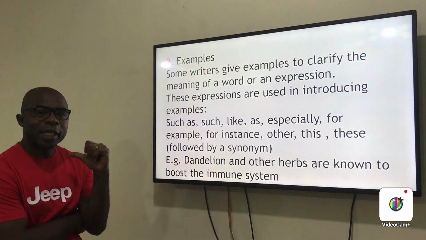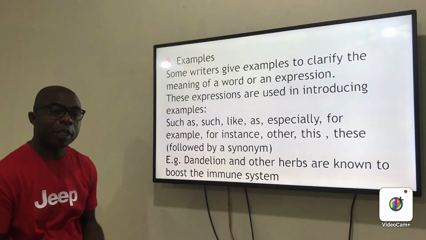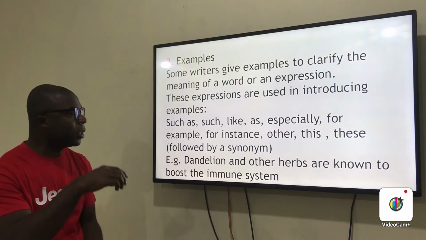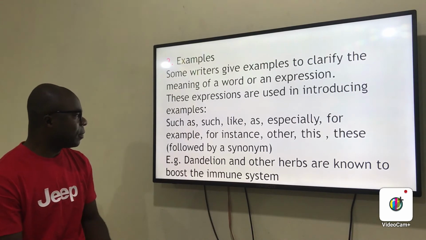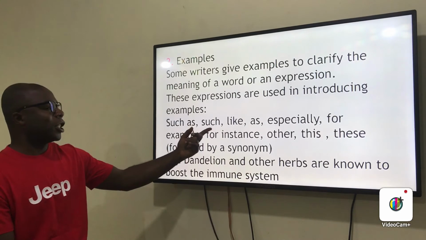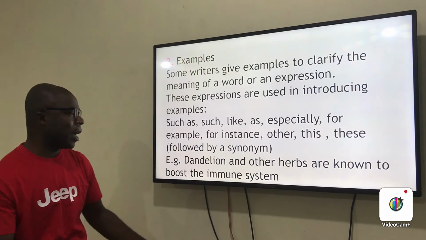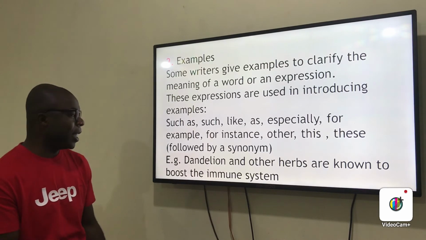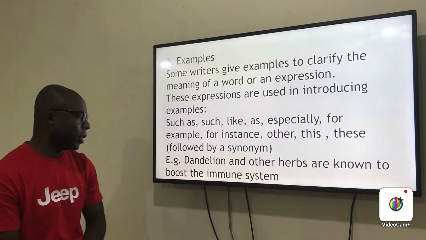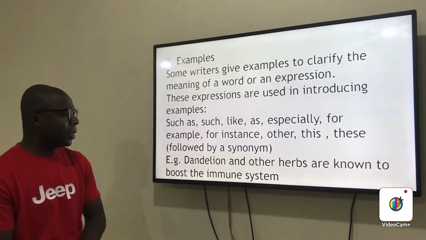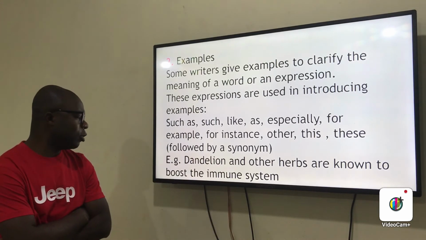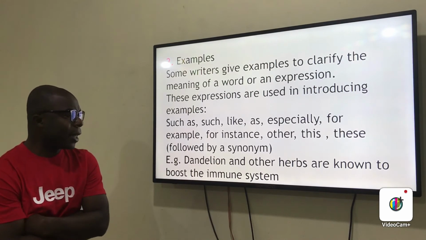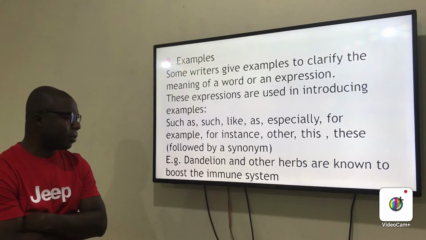Just like in the case of restatement, some writers or speakers may choose to give some links or some hints or cues to help you get the meaning of a word. They can use such as, such, like, as, especially, for example, for instance, other, this, these, followed by a synonym. So let's take the example. Dandelion and other herbs are known to boost the immune system.